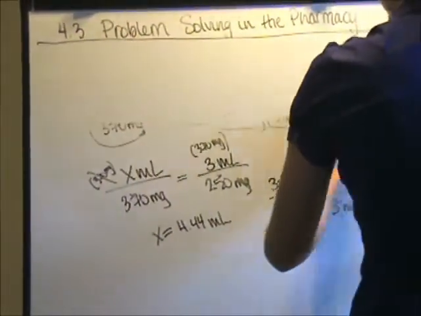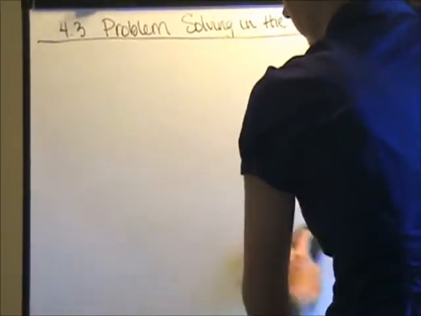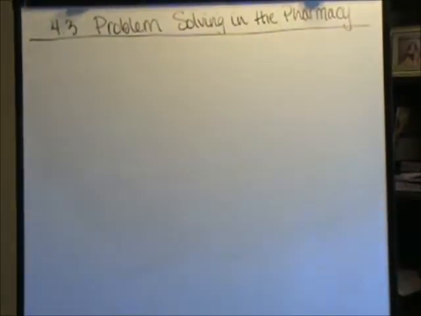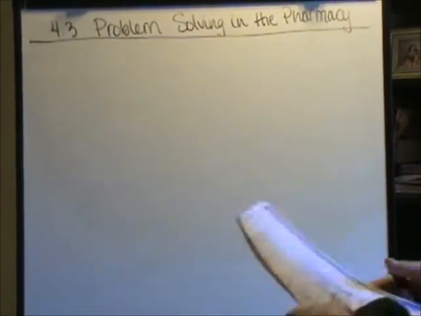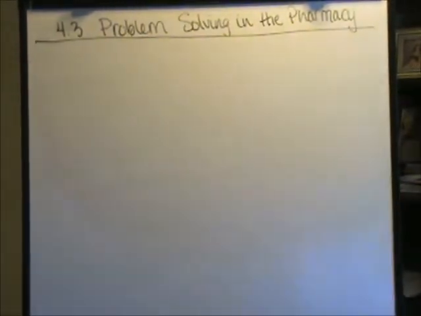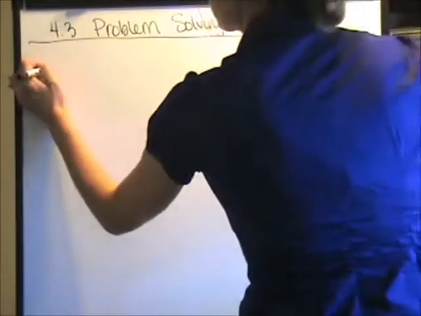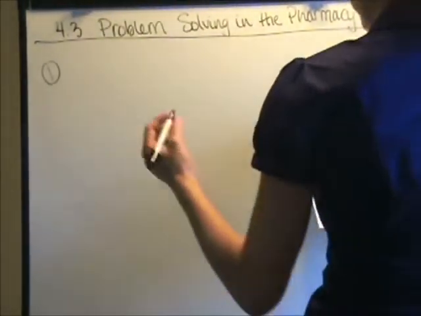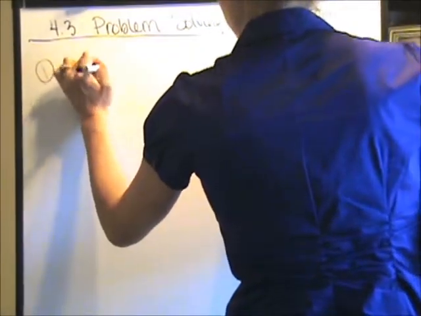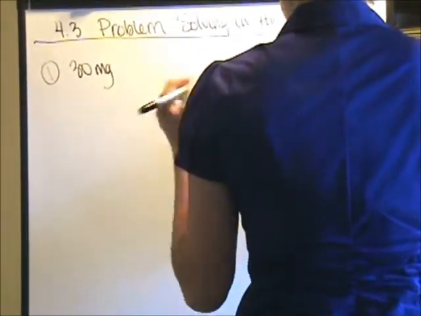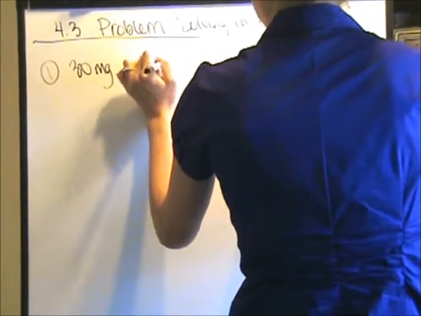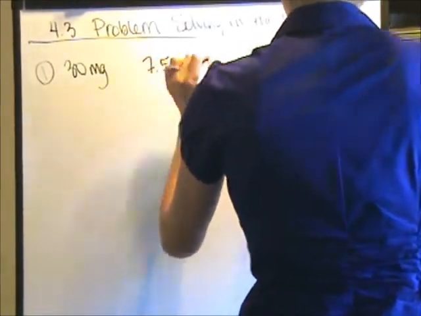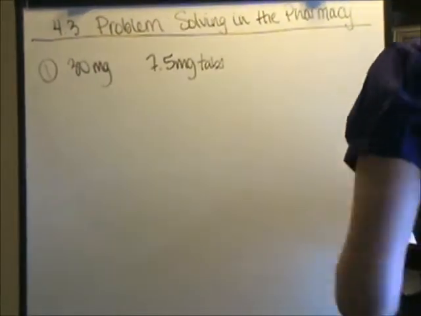Let's take a look at some of the practice problems at the end of 4.3, and we'll go through a couple of the story problems together. So turn your books to page 91, and let's start with question number 1. A patient has a prescription order for 30 milligrams of a drug. The pharmacy has a partial container of 7.5 milligram tablets. How many tablets will the patient need?